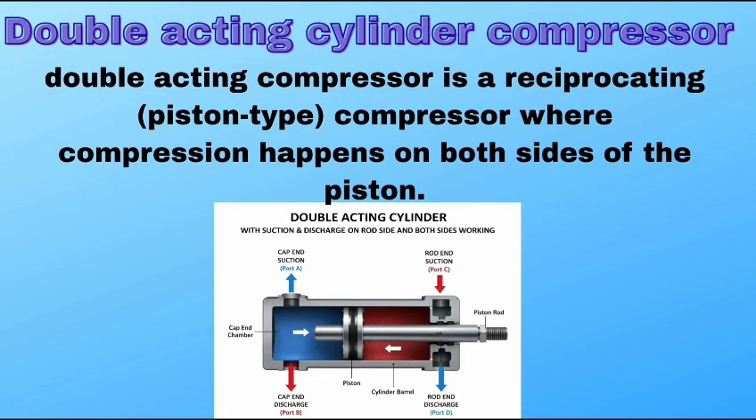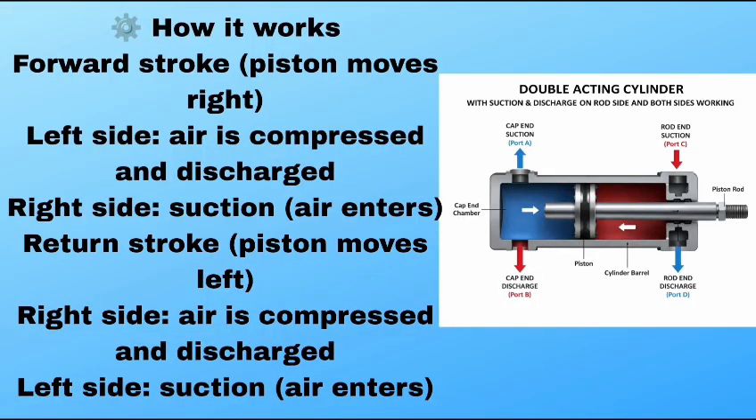A double acting compressor is a reciprocating piston type compressor where compression happens on both sides of the piston, front and back side. Working principle of the double acting compressor: in the forward stroke, the piston moves right, the left side air is compressed and discharged, and on the right side, suction occurs and air enters. In the return stroke, the piston moves left, the right side air is compressed and discharged, and on the left side, suction occurs and air enters. Every stroke produces compression.